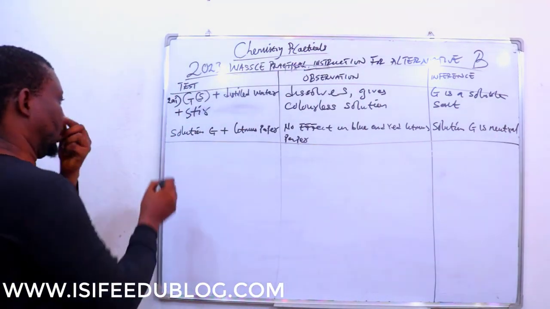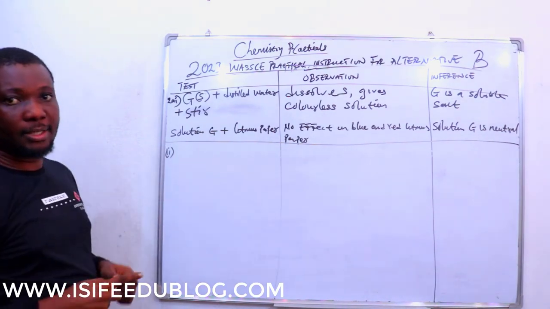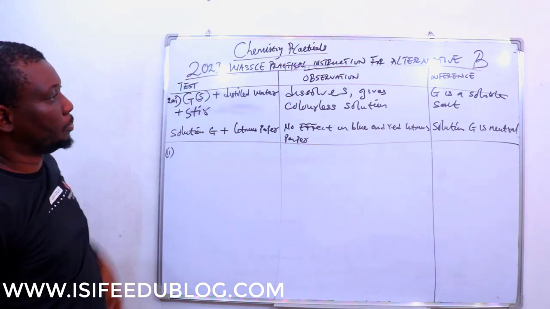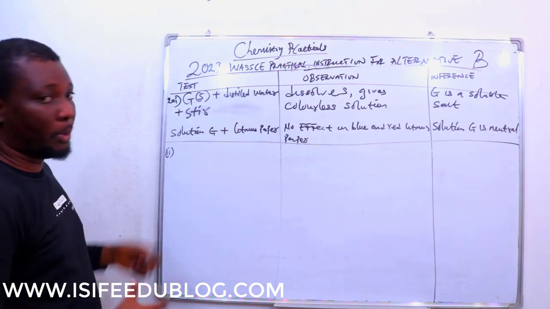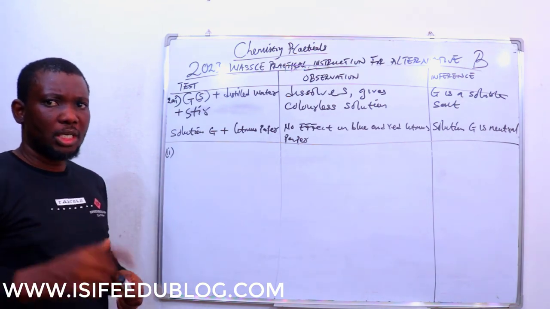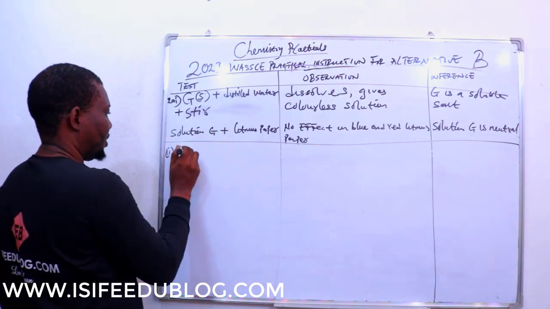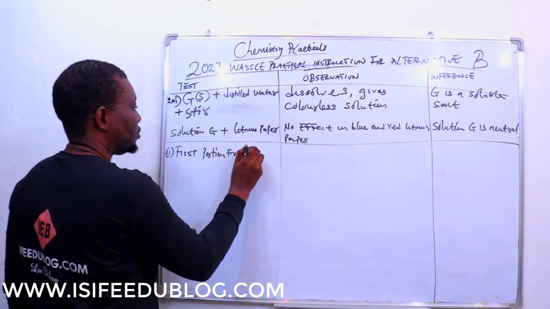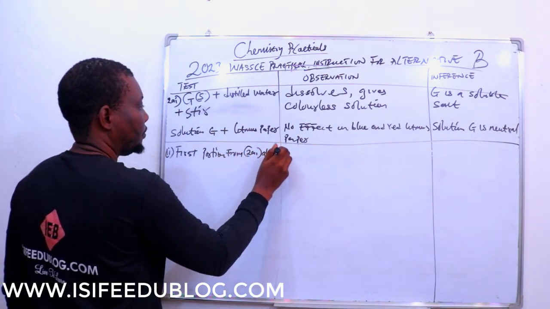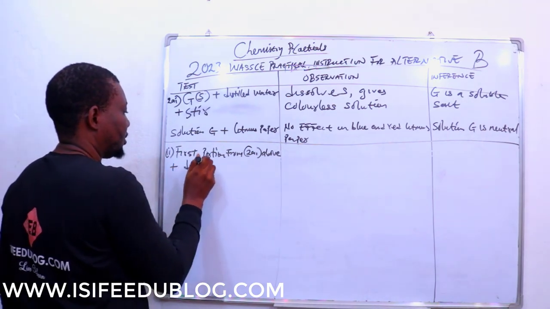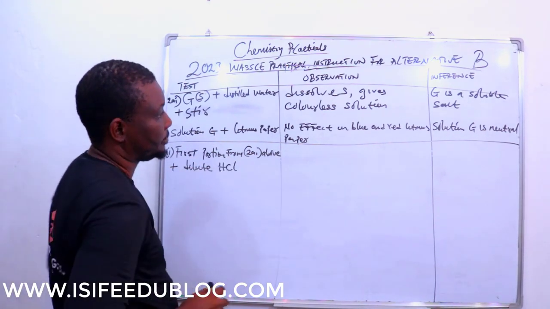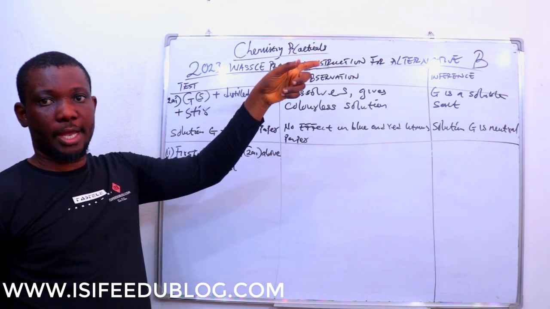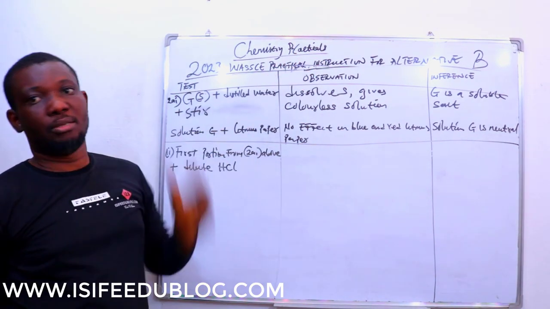Okay. The second part, you will see where they ask to divide the solution you have in 2AI above into portions. Then to the first portion, from 2AI above, plus dilute HCl. That means you have to identify carbonates by testing for CO2.